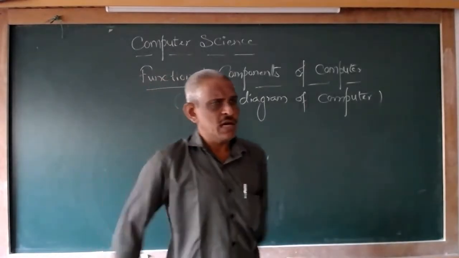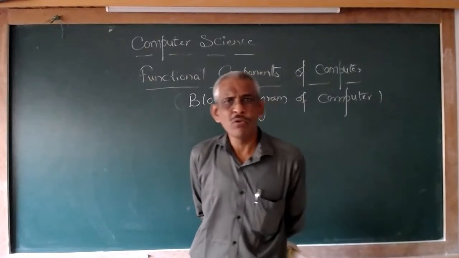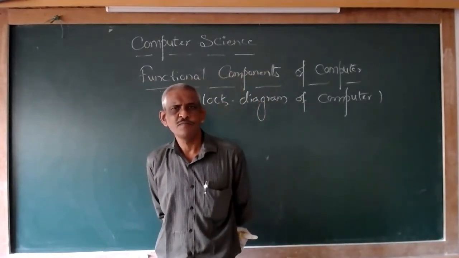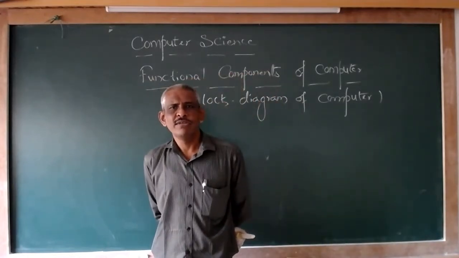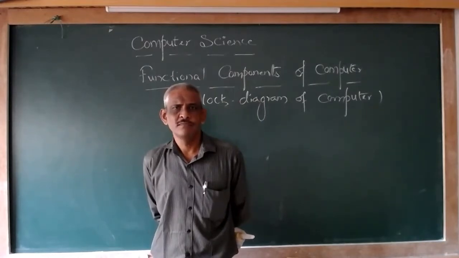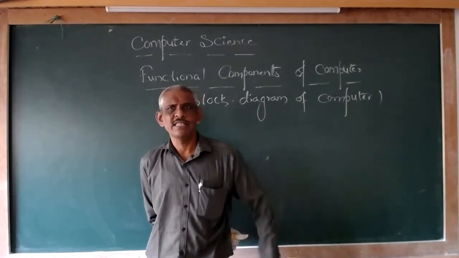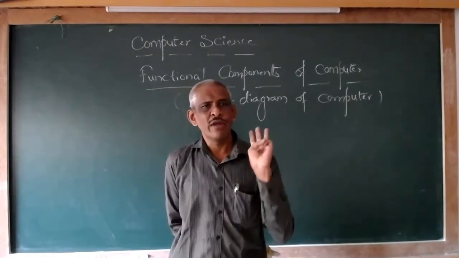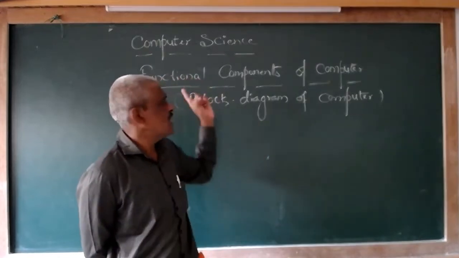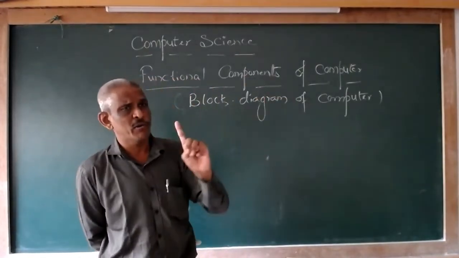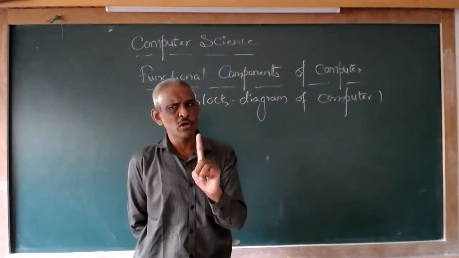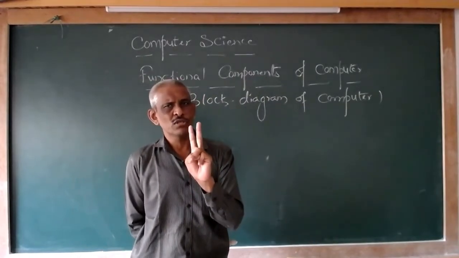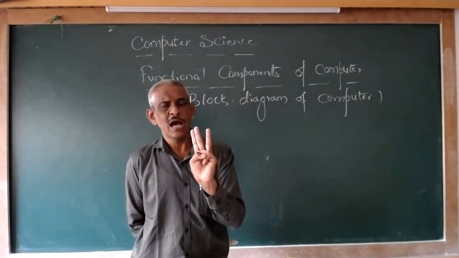According to the definition of a computer, we all know now, a computer is an electronic device which takes input, processes it, and gives meaningful output. It means in the definition we come across 3 terms. Using those 3 terms, today we complete the functional components of a computer, or the block diagram of a computer. Number 1 is input, number 2 is process, number 3 is output.